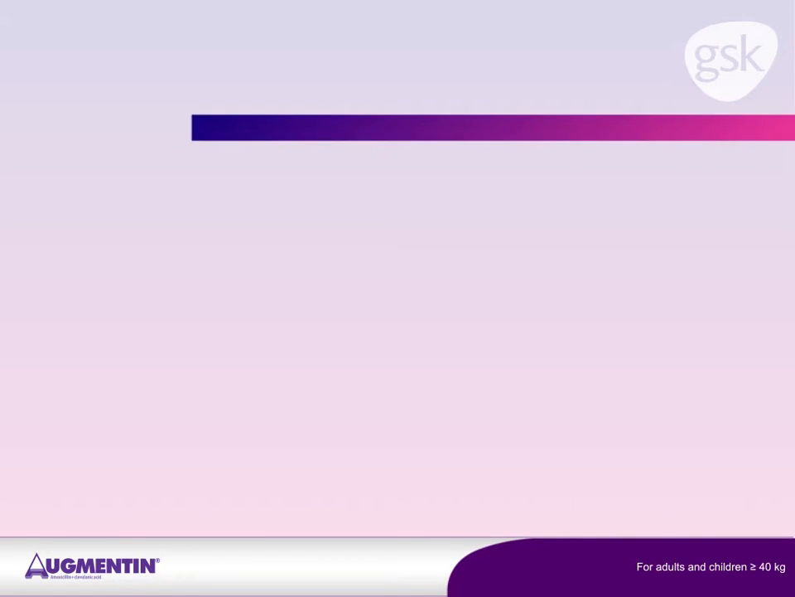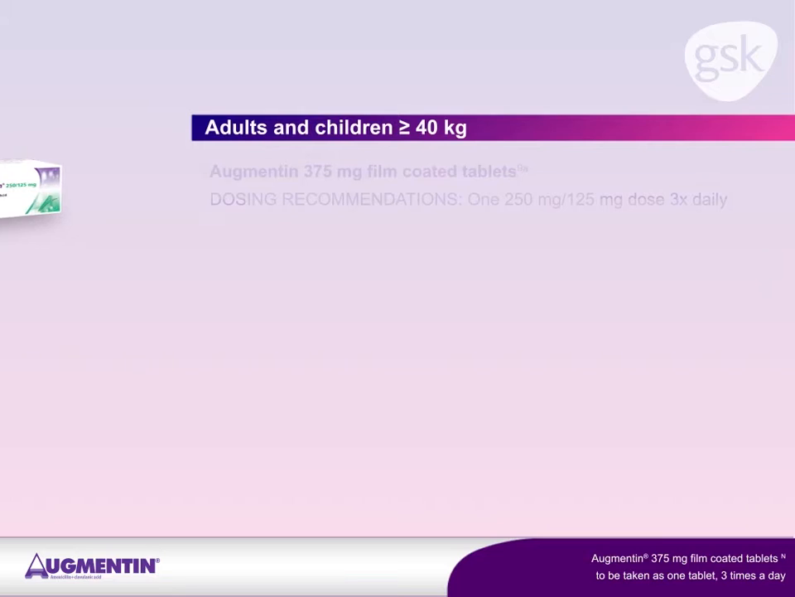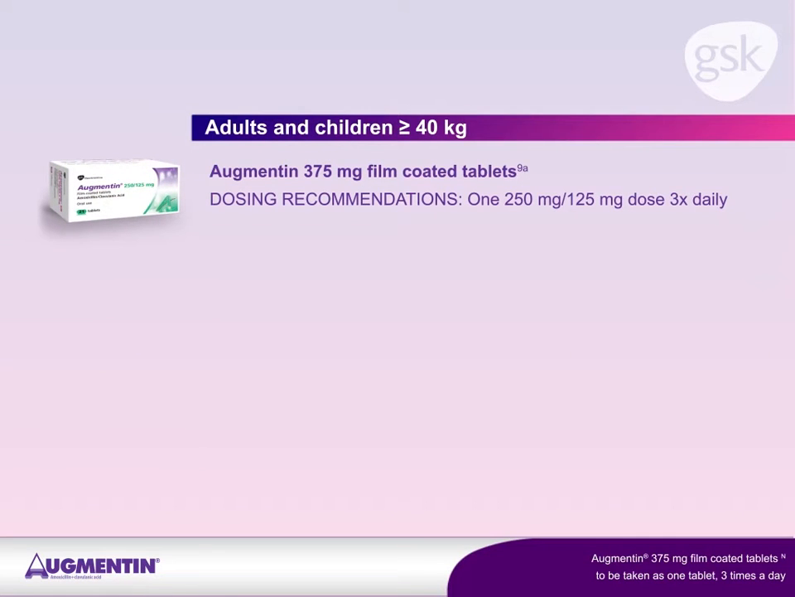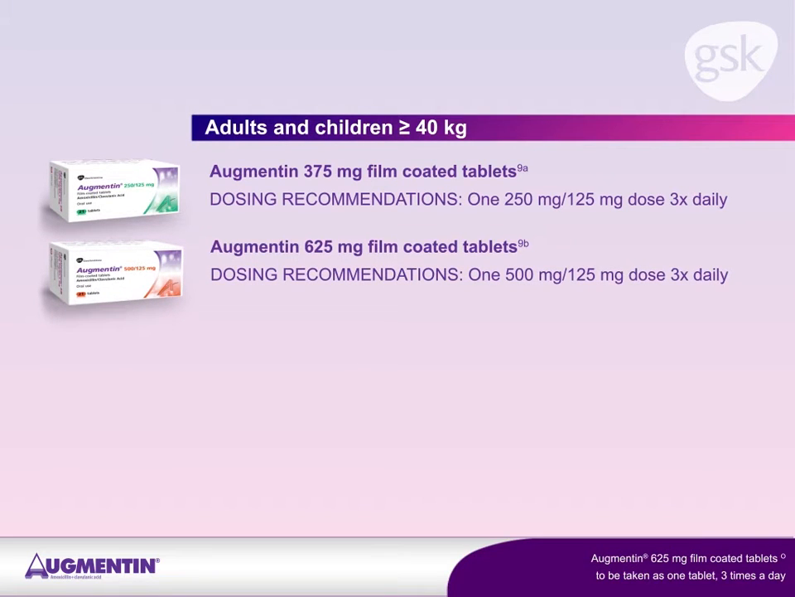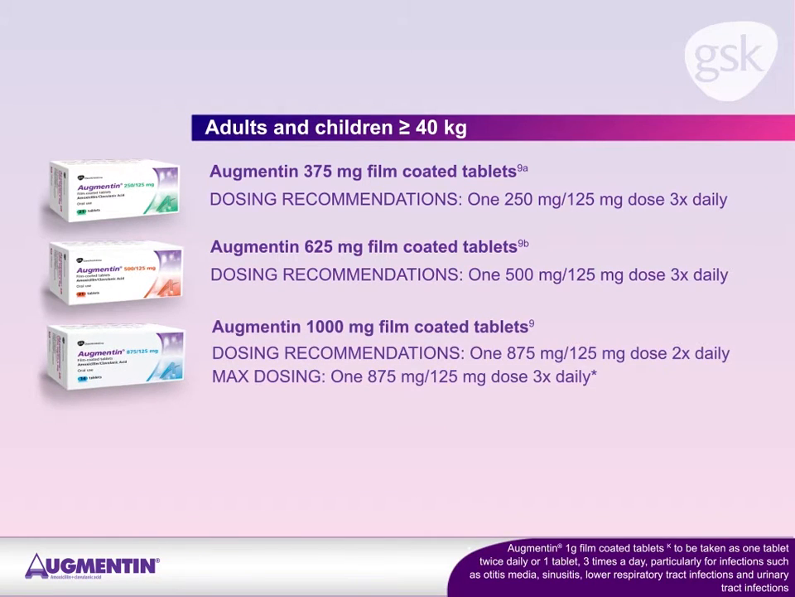Locally, Augmentin is available in the following formulations. For adults and children equal to and above 40 kilograms, Augmentin 375 mg film-coated tablets to be taken as 1 tablet 3 times a day. Augmentin 625 mg film-coated tablets to be taken as 1 tablet 3 times a day. Augmentin 1 gram film-coated tablets to be taken as 1 tablet twice daily or 1 tablet 3 times a day, particularly for infections such as otitis media, sinusitis, lower respiratory tract infections, and urinary tract infections.